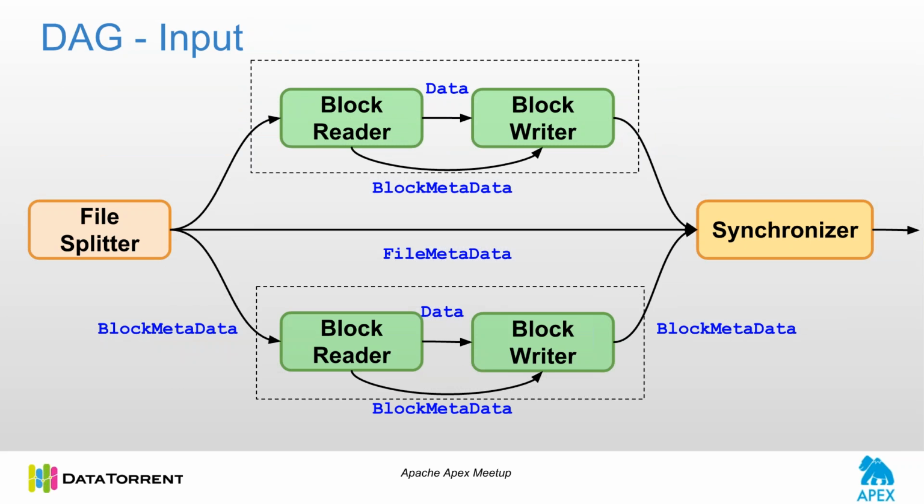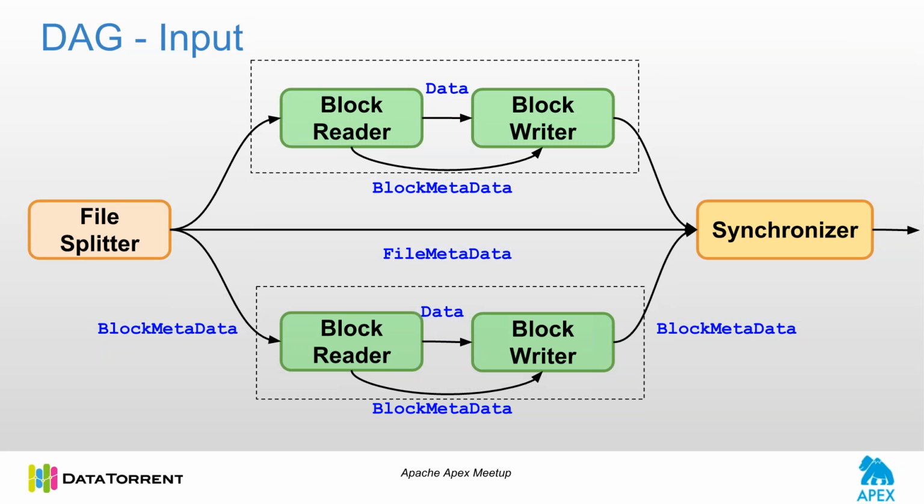So this is what the DAG will look like. We have the file splitter, a parallel block reader and block writer, and then the synchronizer. Here the block reader and the block writer are in a rectangle. That means these two entities are connected to each other very closely. In Apex terminology, we call it a thread local connection. The data is passed from block reader to the block writer directly without going through serialization. It's just shared directly within a thread, and hence it gives a lot of performance boost.